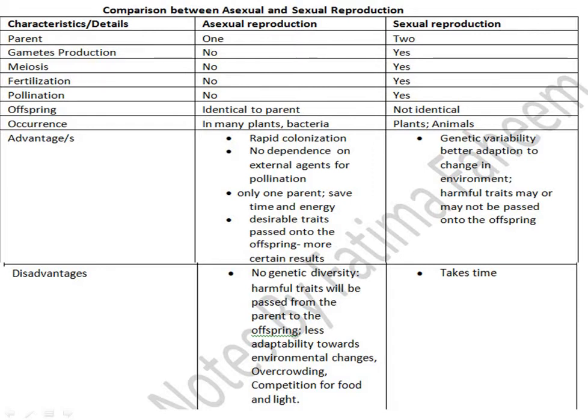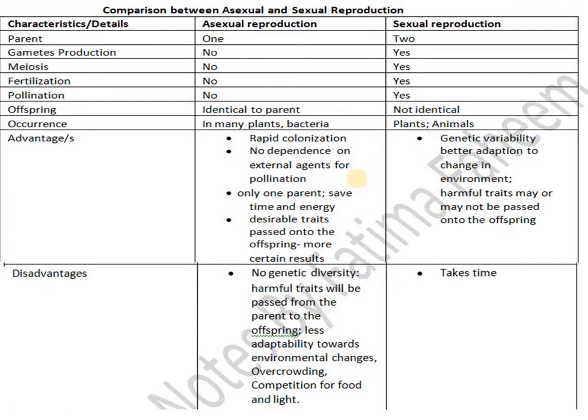There would be no gamete formation, there would be no meiosis, fertilization, or pollination in asexual reproduction. Since only one parent is involved, there is no gamete formation, there will be no fusion of them, nor will there be a transfer of it, that is the pollination process. None of these processes will take place, while all of them would take place in sexual reproduction. In case of asexual reproduction, identical offsprings would be formed, and in sexual reproduction there would be genetic variability, as we discussed yesterday.